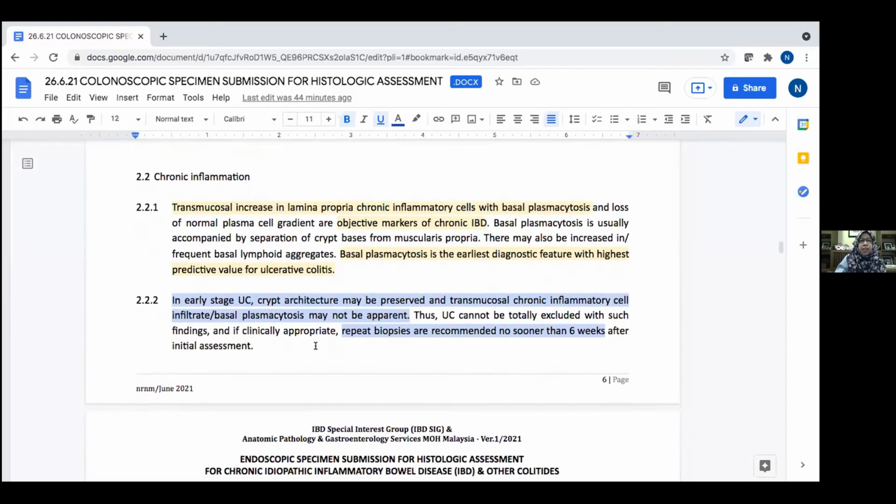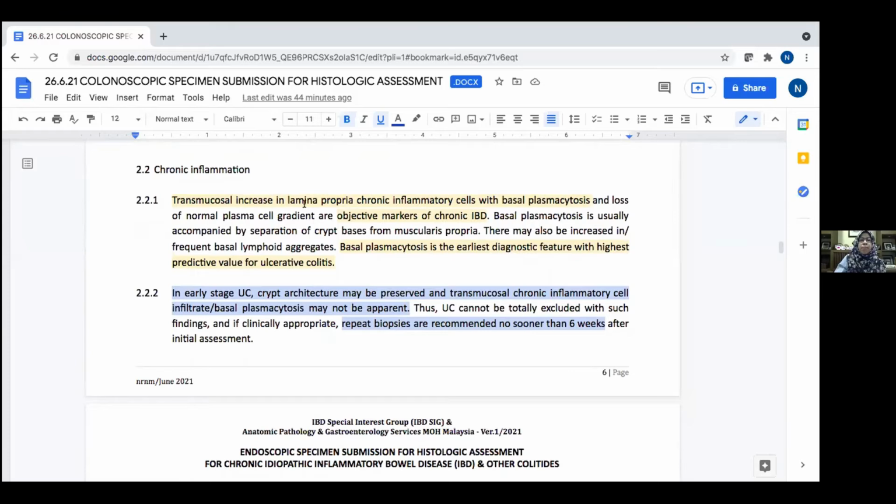So next is chronic inflammation. In chronic IBD, you will usually see a transmucosal increase in chronic inflammatory cells, and sometimes basal plasmacytosis. These are objective markers of chronic inflammatory bowel disease. Basal plasmacytosis is the earliest diagnostic feature with the highest predictive value for ulcerative colitis. So if you are able to identify basal plasmacytosis, you can quite confidently suggest the possibility of IBD, even if the clinical presentation is not that straightforward, like a short history, for example.